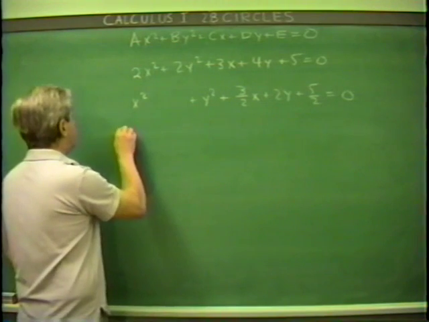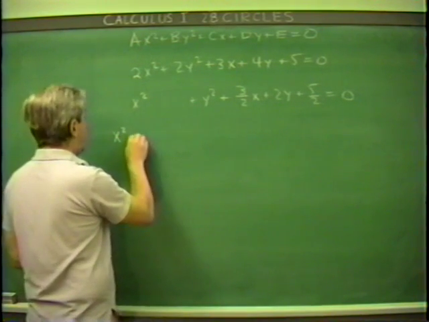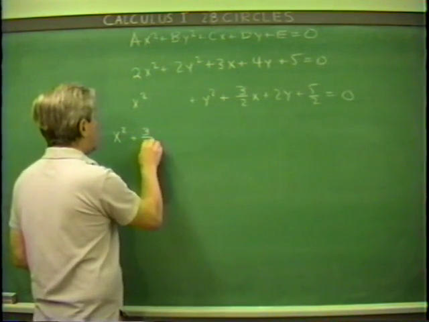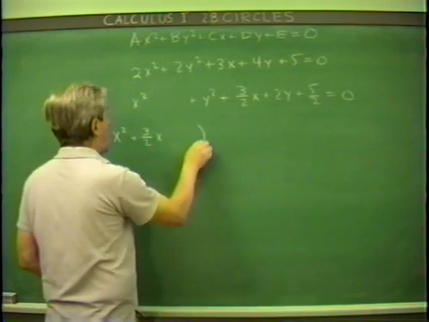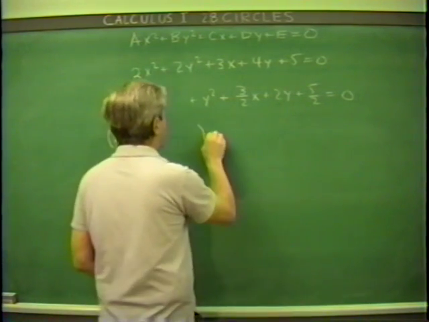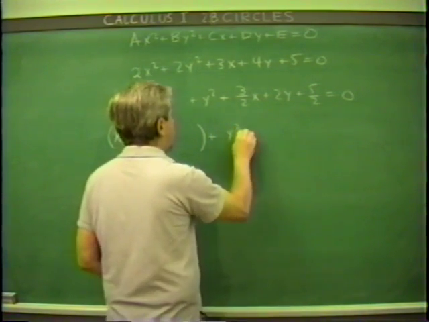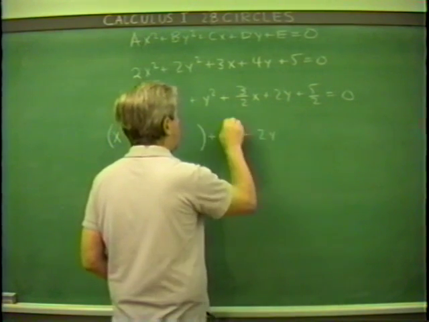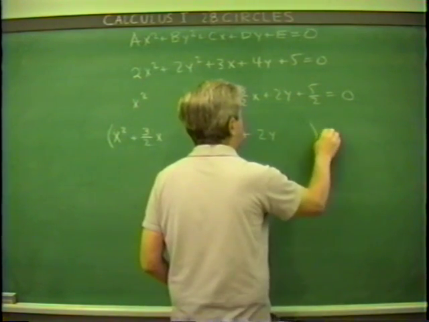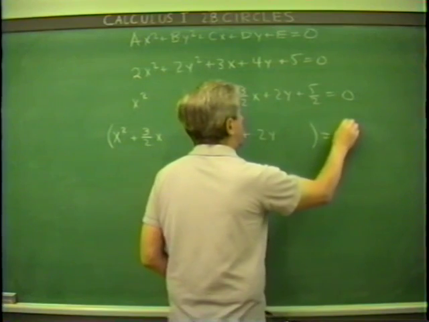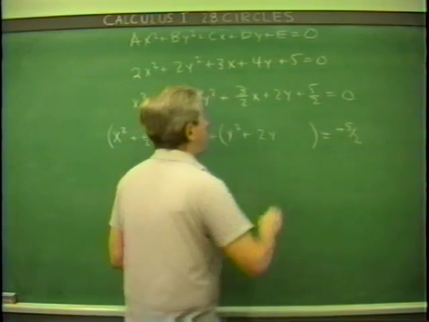What have we got here? X squared plus 3 halves x plus y squared plus 2y is equal to minus 5 halves.